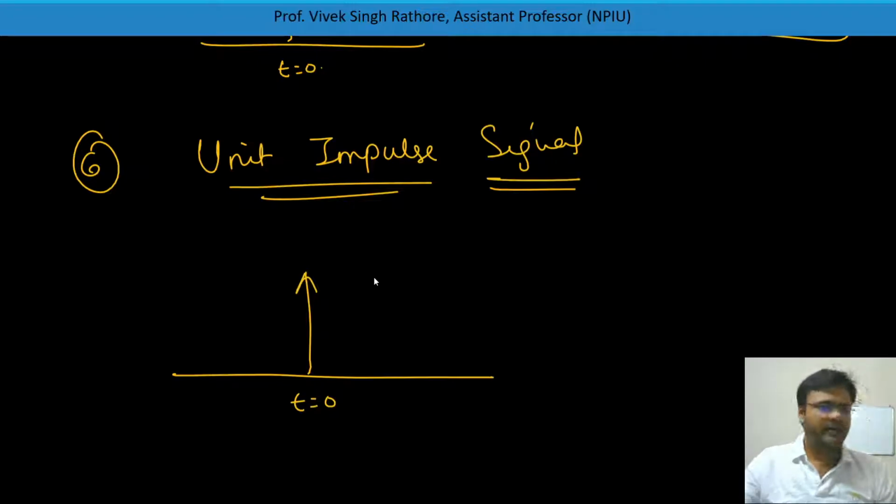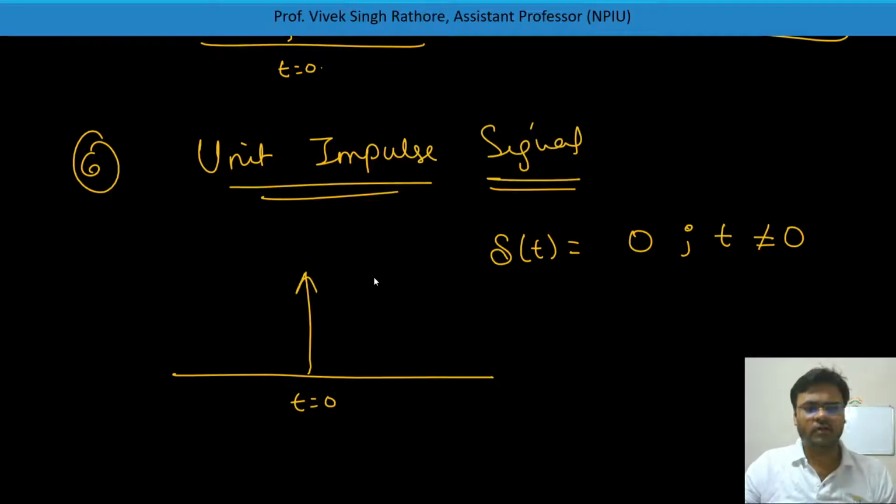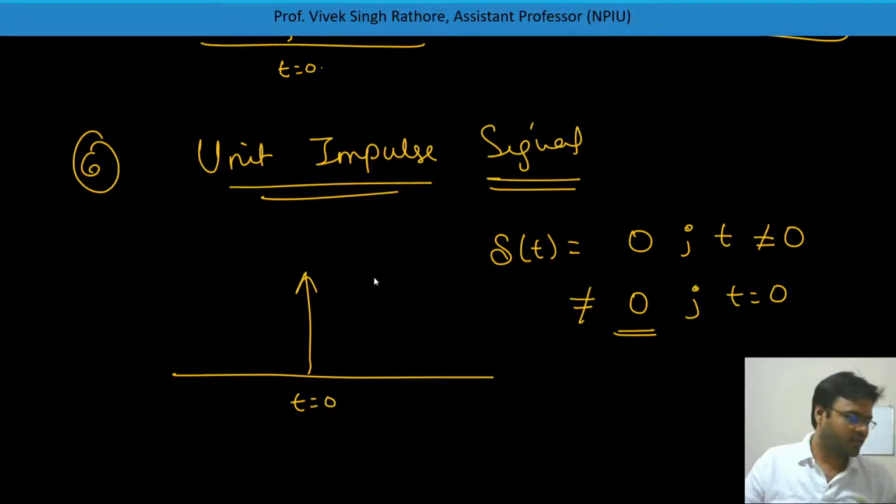Mathematically it is represented as delta(t) is equal to 0 for t not equal to 0. When t is not equal to 0 this value is 0, but it is not equal to 0 when t is equal to 0. This condition you need to understand. Actually this value at t equal to 0 is an unmeasurable, enormous amount of energy.